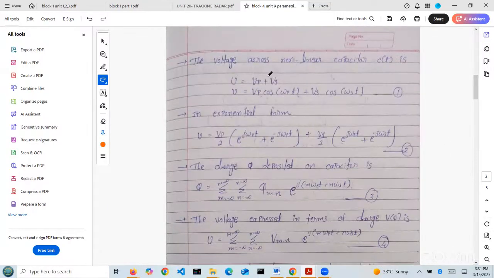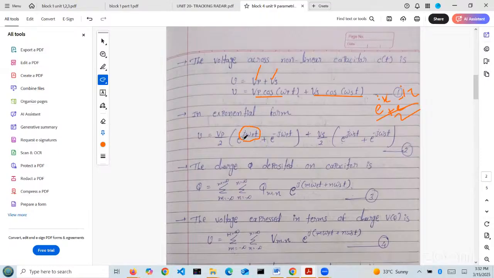We have the power signal and two voltages, the pump voltage and the signal voltage. What is the pump voltage? Vp cos omega pt. The signal voltage is Vs cos omega st. I have one equation: cos x equals e power ix plus e power minus ix by 2. So writing cos in terms of e power ix plus e power minus ix by 2 and substituting here, what is x here? x equals j omega t.